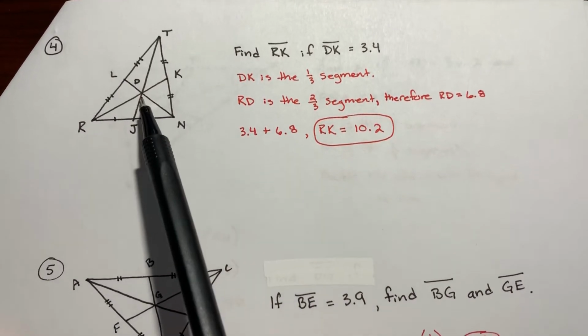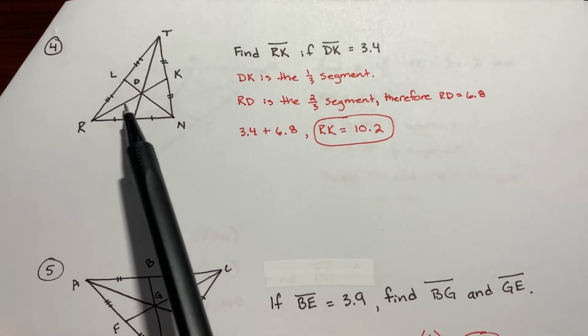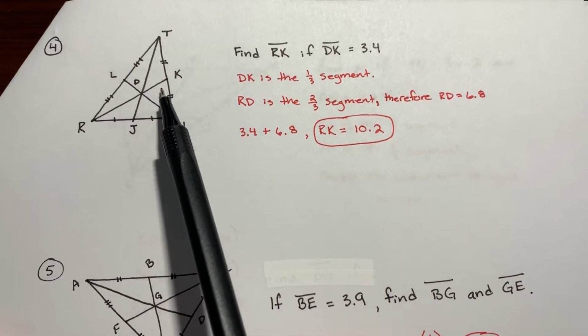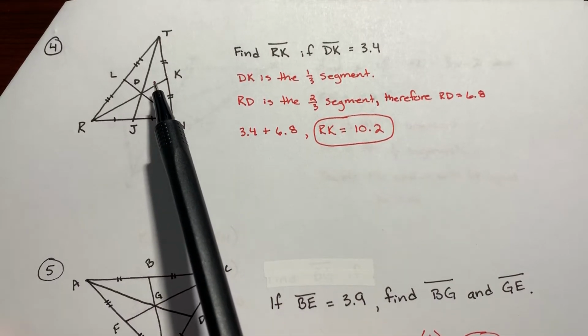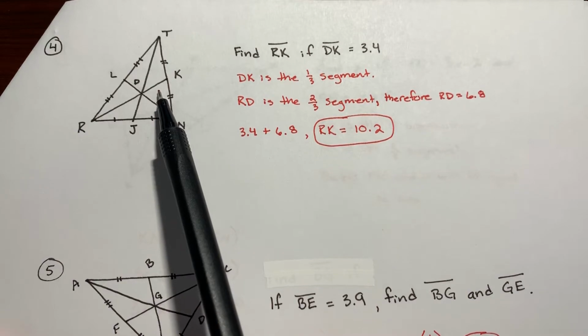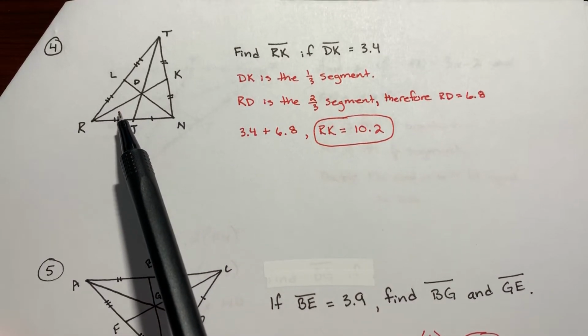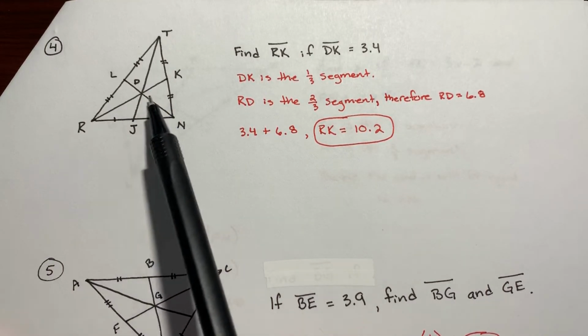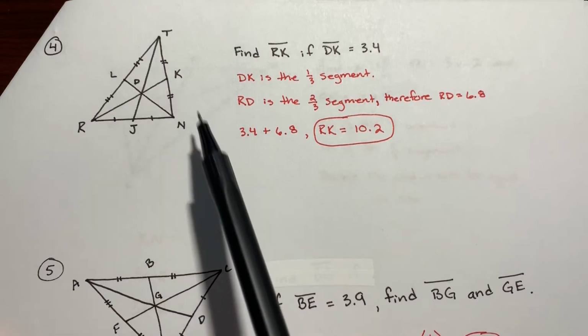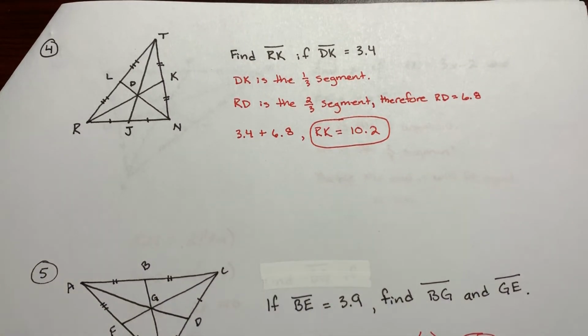That means RD is the 2/3 segment, so it's twice the size of this one. Well, if this segment is 3.4, then if you double that, that means that this segment would be 6.8. Well, if you add the two together, you get the whole length. 3.4 plus 6.8 gives us 10.2.